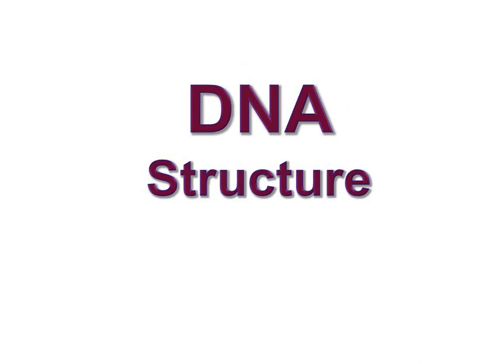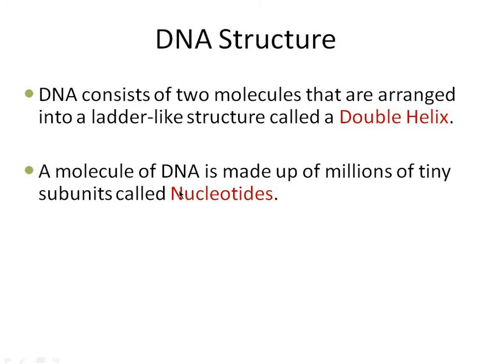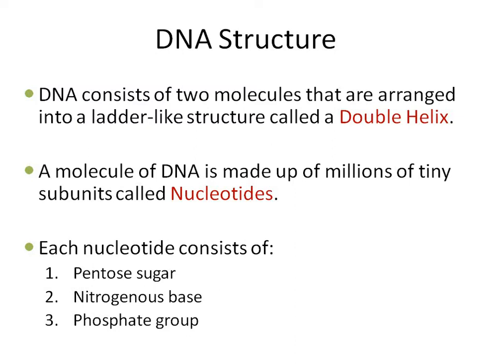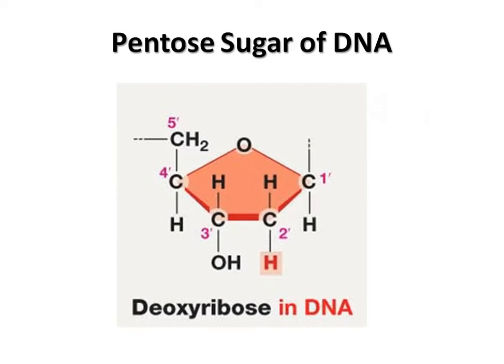Now we shall see the structure of DNA. DNA consists of two molecules that are arranged in a ladder-like structure called a double helix, because DNA always is a double helical structure. A molecule of DNA is made up of millions of such tiny subunits called nucleotides, as I've told you earlier. Each nucleotide is made up of a pentose sugar, a nitrogen base and a phosphate group.